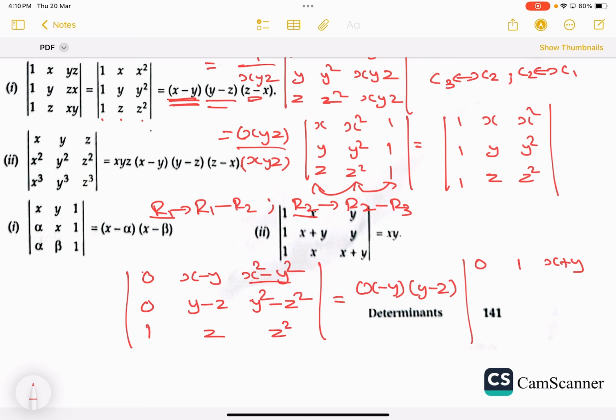So what is x square minus y square? It is actually x plus y into x minus y, right? So by taking x minus y it will become x plus y. The next is 0, 1, you will get y plus z here. And 1, z, z square. Now these two elements are already 0. So do the determinant by row 1 or column 1. Expand by column 1. That means only one element is there.